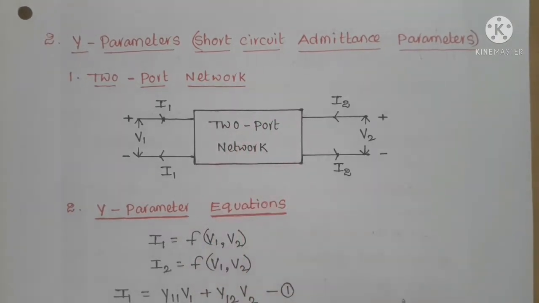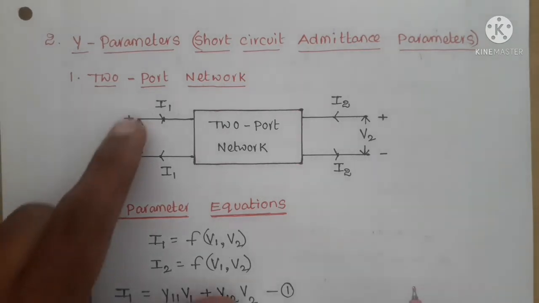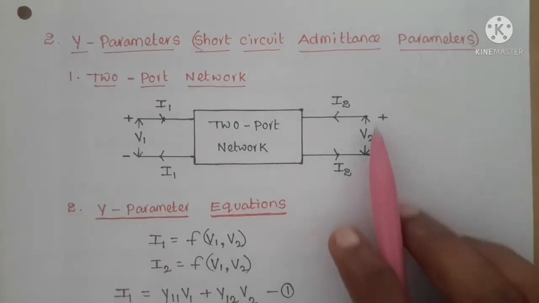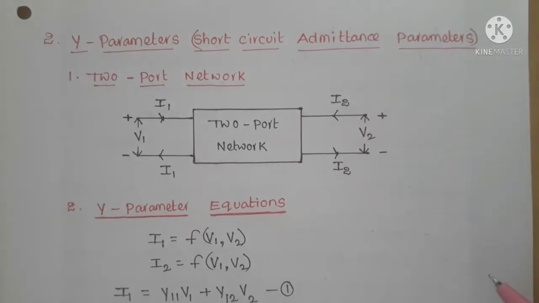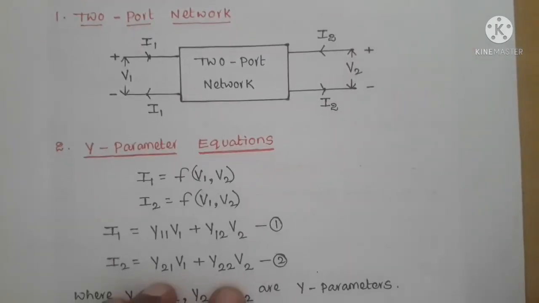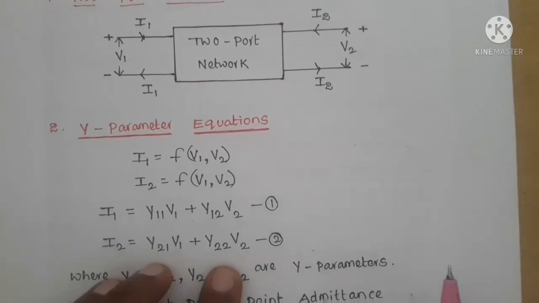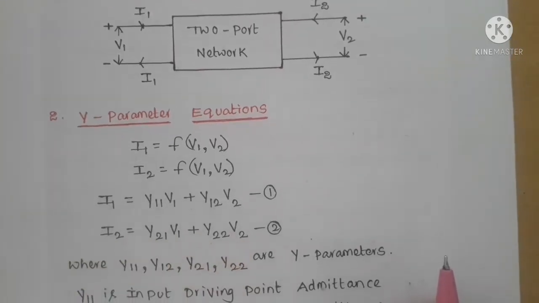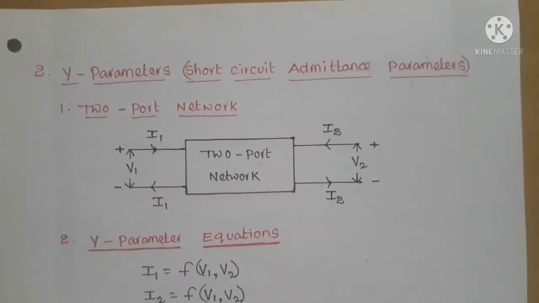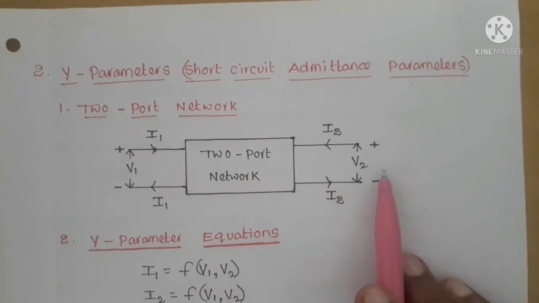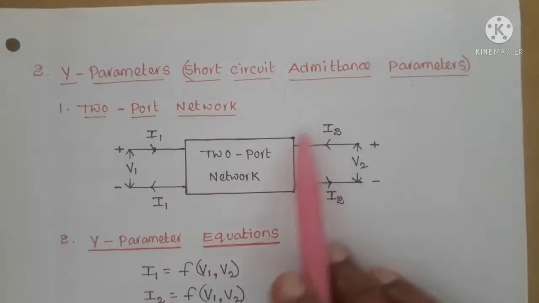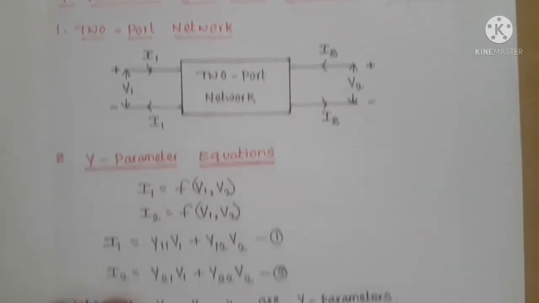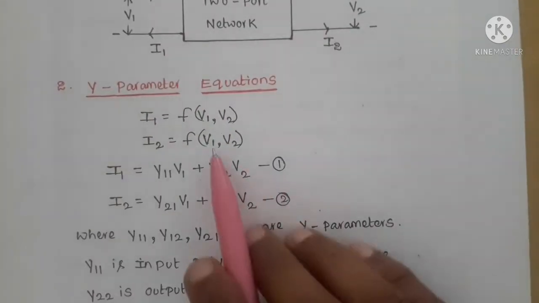It has two ports. So voltage and current of port 1 are V1 and I1, and port 2 voltage V2, current I2. And here we have to get Y parameters. So first we have to get Y parameter equations. So second point is Y parameter equations. Y parameter equations means port currents as a function of voltages. We have to write equations as the port currents as a function of voltages, I1, I2 as a function of V1 and V2.